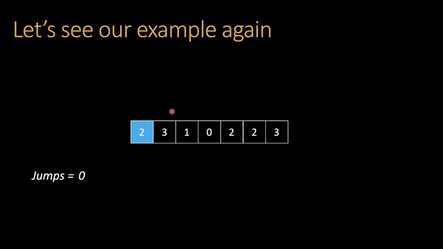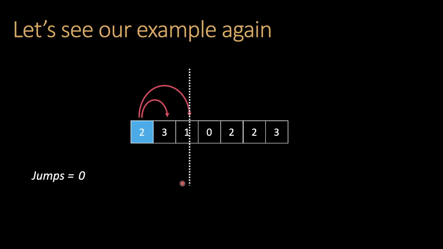Let's see our example again. Now we will get a more deep understanding of our algorithm. We are at the first element. We are standing here and we need to go to the last position. We have not taken any jumps till now, and we will see from 2 which blocks I can reach. These are the 2 blocks I can reach, and for the greedy approach we will try to find which block I should take, 3 or 1. The one which will benefit us more, we will take that.